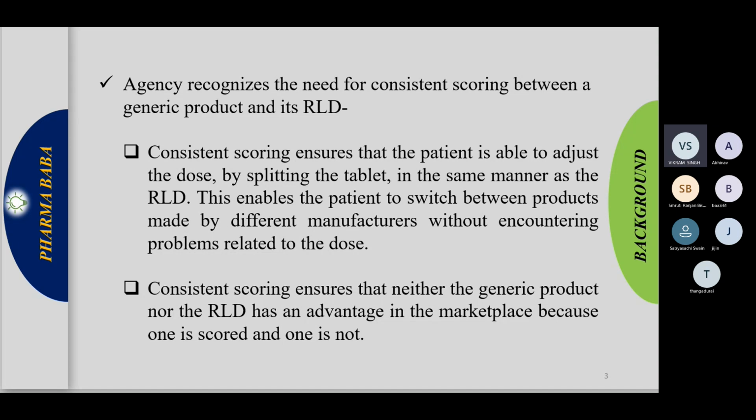Okay. Apart from that, if the RLD has a break line and the generic doesn't have a break line, or vice versa, then one company, one product, has an additional benefit in the marketplace. They can claim that we are coming with the break line, the generic is not, so we cannot interchange. Some commercial benefit anybody can take. So if the RLD already has a score line, the generic product must have a score line. So it is recommended in this guidance.